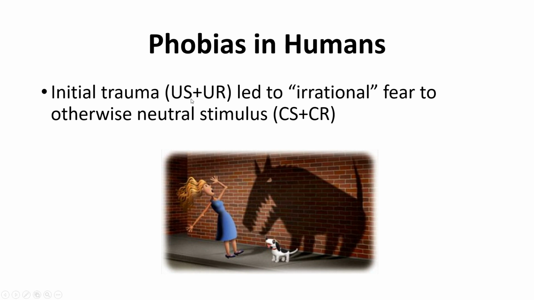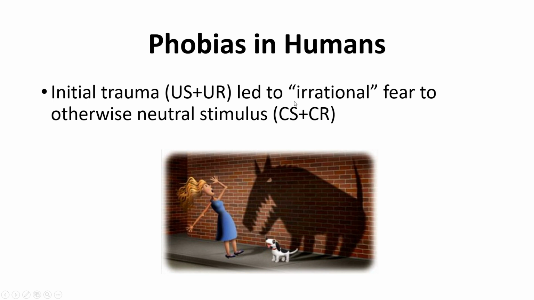So we can use the example of somebody developing a fear of dogs. Their initial trauma is maybe they were bitten by a dog when they were younger. The unconditioned stimulus is being bitten by a dog, and the unconditioned response is pain and fear. The new stimulus, the conditioned stimulus, would then be the sight of dogs. And if they've generalized, it could be any dog, even very small, cute dogs. But that association between that now conditioned stimulus and that unconditioned stimulus from the initial trauma leads to a conditioned response of intense fear.